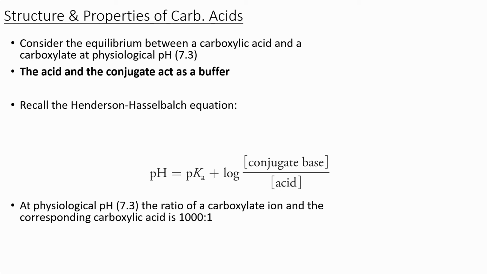The equilibrium between a carboxylic acid and its carboxylate anion at physiological pH will be roughly 1000 to 1, and this can be calculated with the Henderson-Hasselbalch equation. But the combination of an acid and its conjugate base act as a buffer system.